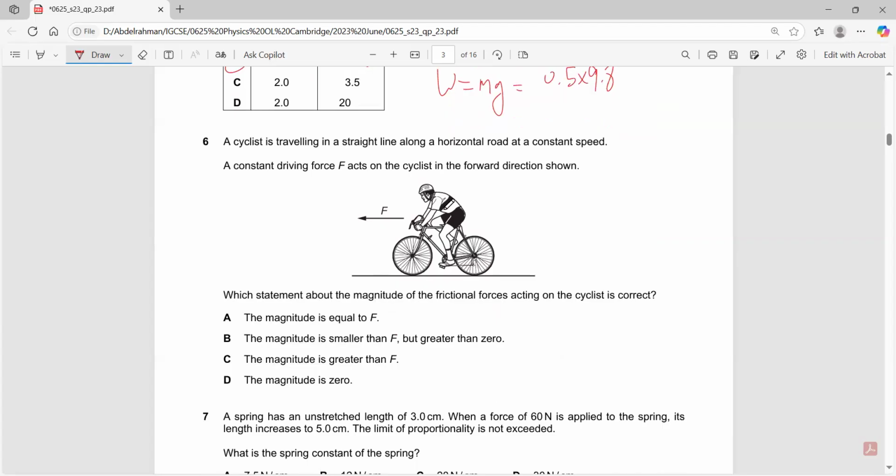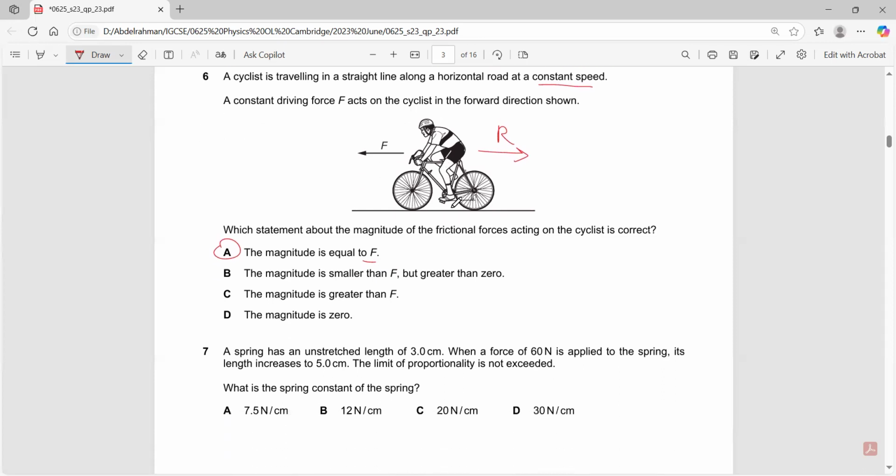A cyclist is traveling in a straight line along a horizontal road at a constant speed. A constant driving force F acts on the cyclist in the forward direction shown. Which statement about the magnitude of the frictional forces acting on the cyclist is correct? The magnitude is equal to F. Would the friction force be equal to F if he's moving with a constant speed? Yes, they would be equal to F, because the resistive forces would be equal to F since the acceleration is zero. The resultant force is zero. You have a driving force and a resisting force which are equal.